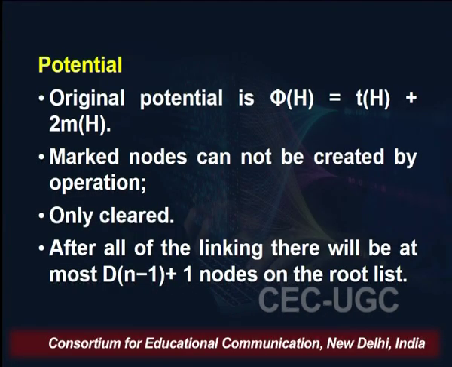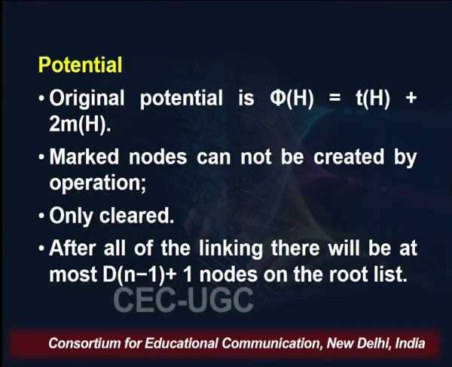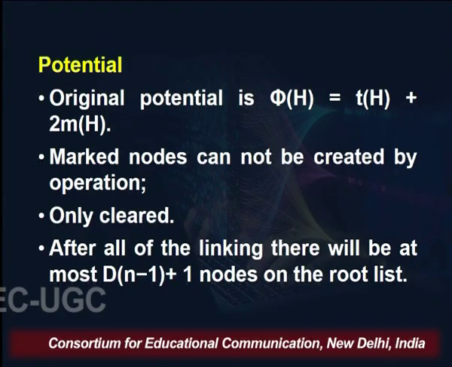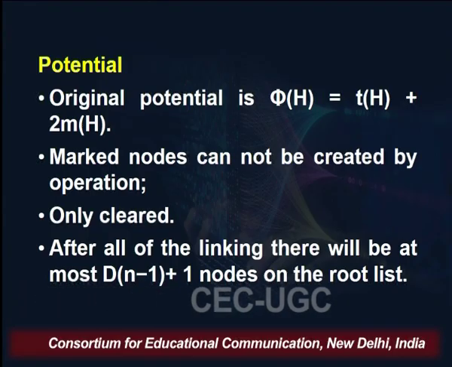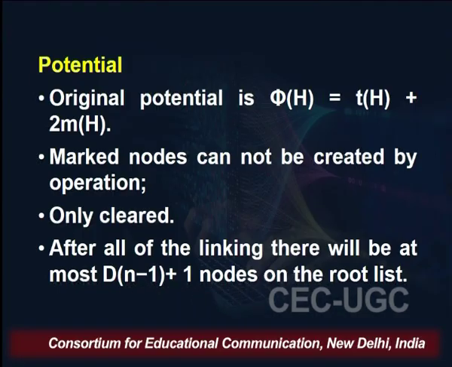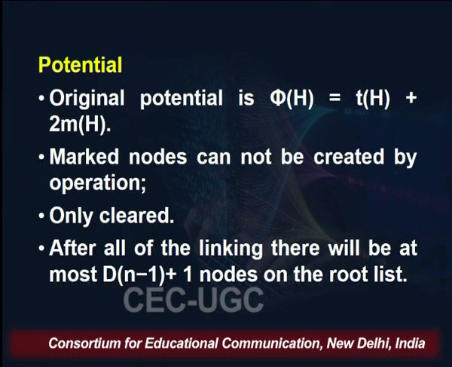Now, if we talk about the potential calculation of this whole data structure during extract min, the original potential was phi of H, which equals the number of trees in H plus twice the number of marked nodes. So, phi of H equals T of H plus 2 M of H. If you are able to recall, in extract min marked nodes cannot be created by the operation, they can only be cleared. How they are cleared, I will explain in a short while. And after all the linking, there will be at most D of n minus 1 plus 1 nodes on the root list. As I have told you, D of n was the maximum degree.